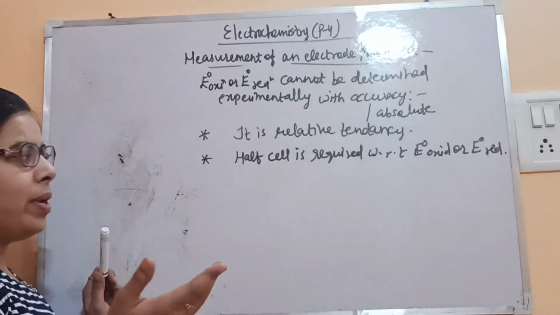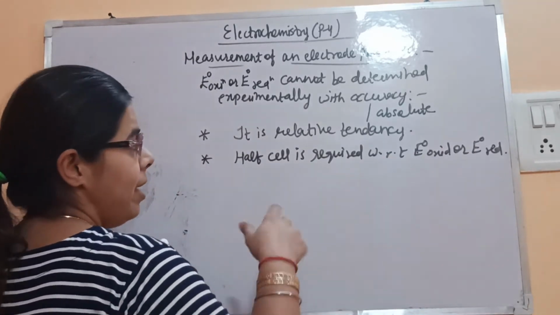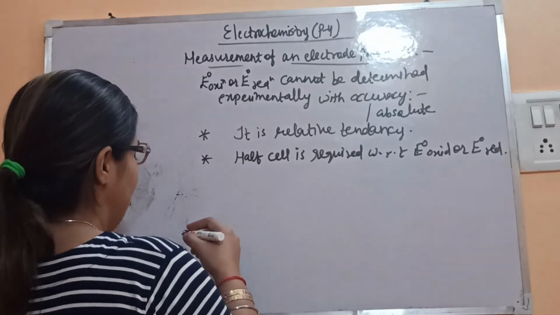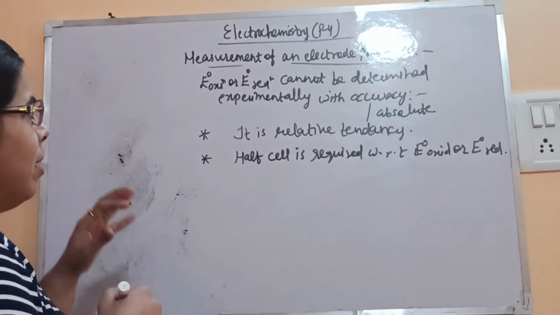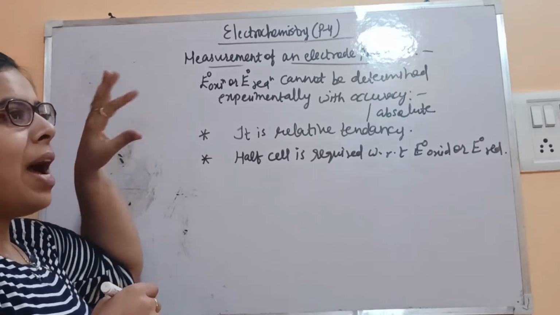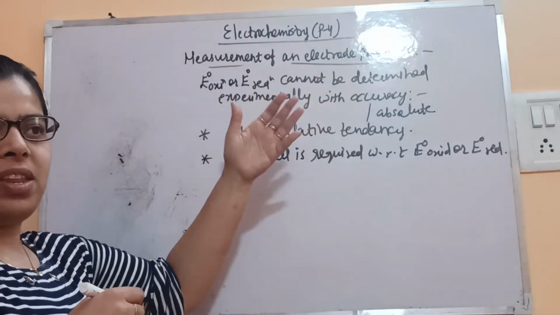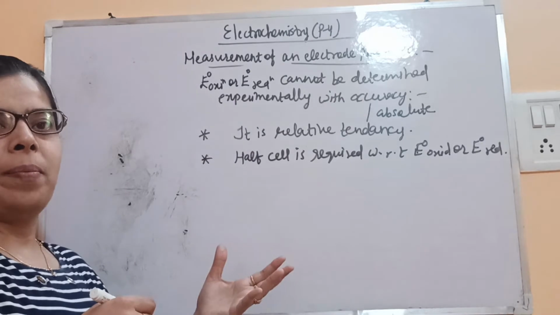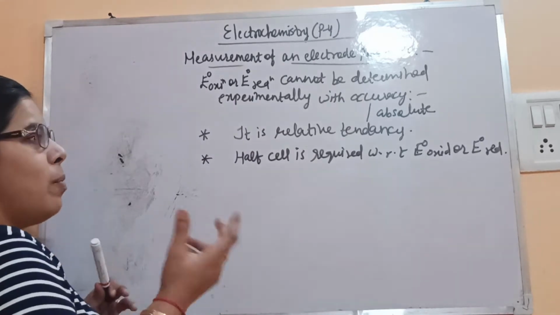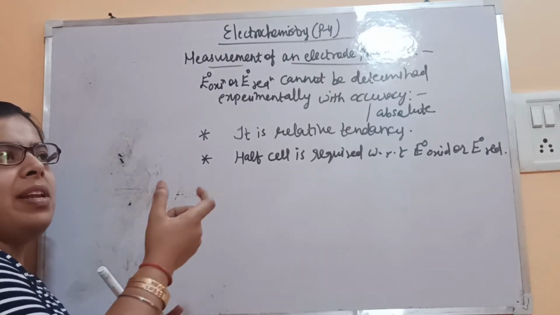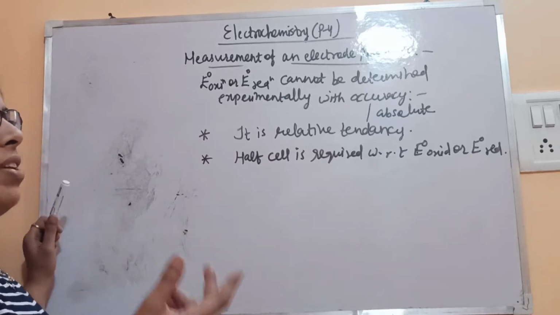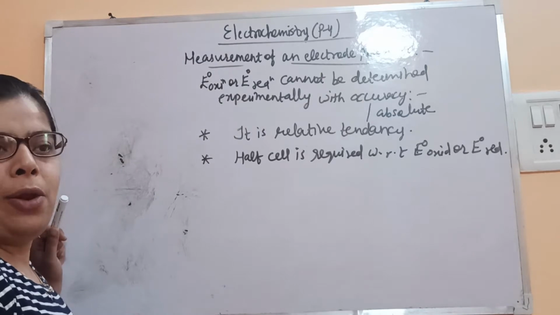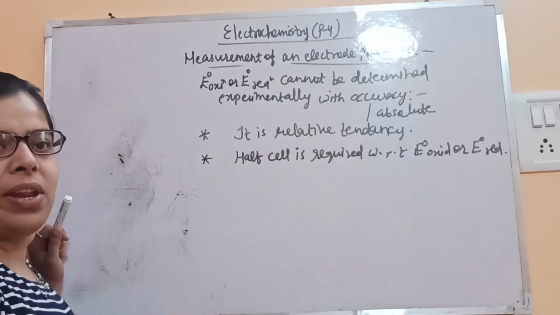Now what is this other half cell? How will we determine the electrode potential? With the help of some other electrode, with reference to some other electrode. Otherwise, it's not possible to measure the electrode potential of the particular electrode. If suppose we are having zinc, it cannot be determined alone. So some other reference electrode is required.